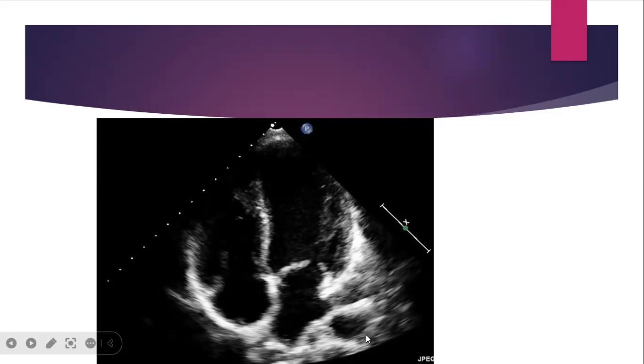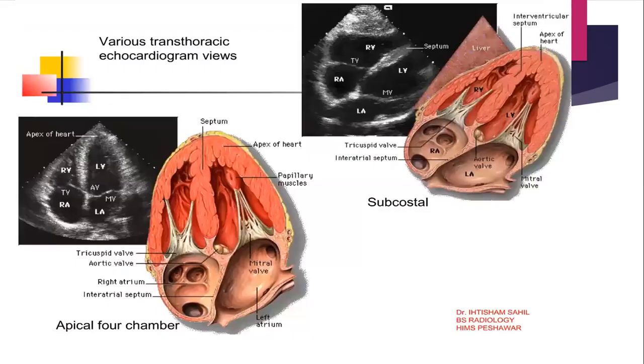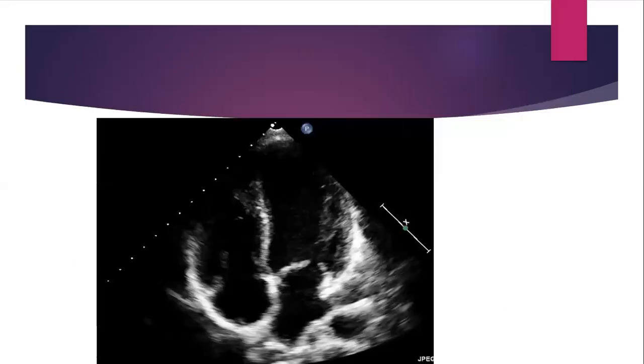This is the inferior aortic outlet, the descending aorta, and the ascending aorta at that point. So you can see this also.